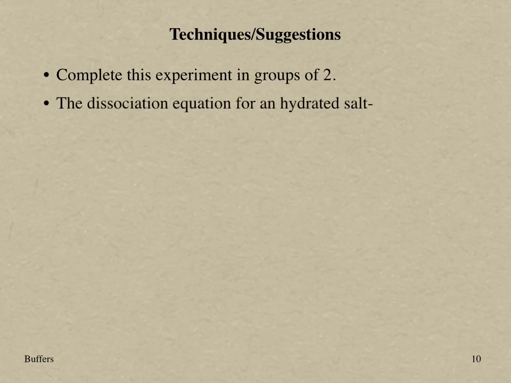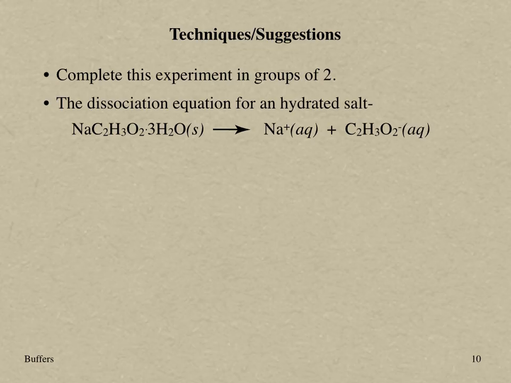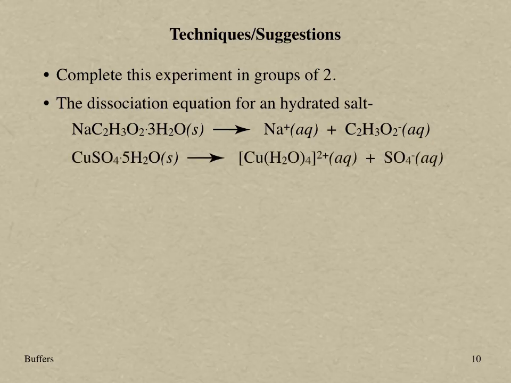Due to the limited number of pH meters, this experiment is completed in groups of 2. When dissolving a hydrated salt, which contains water in the formula, such as sodium acetate trihydrate, the products in the dissociation equation include just the aquated cation and anion. The waters of hydration just become part of the water in the resulting solution. In the case of copper sulfate pentahydrate, water molecules are actually bound to the copper ion to form a copper complex when the copper sulfate pentahydrate dissolves. And these 4 water molecules must be shown in this resulting copper complex to account for the non-neutral solution that is formed.